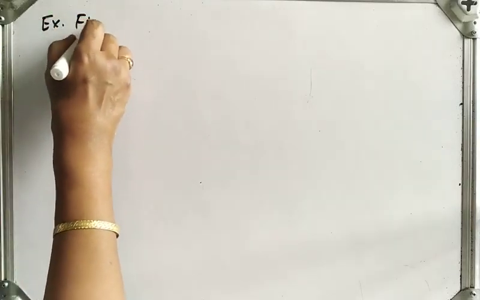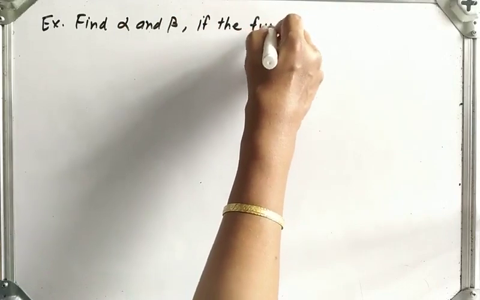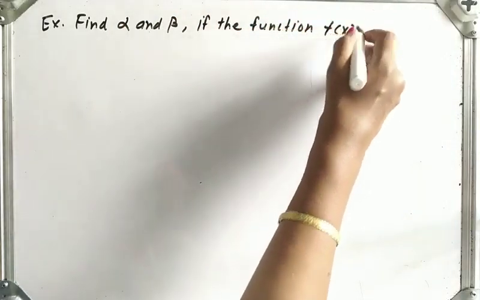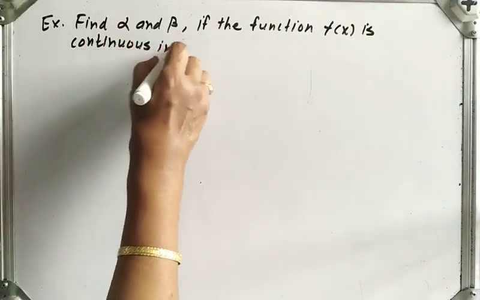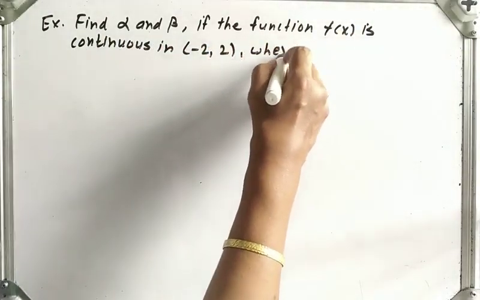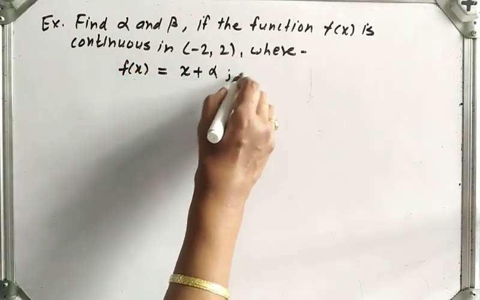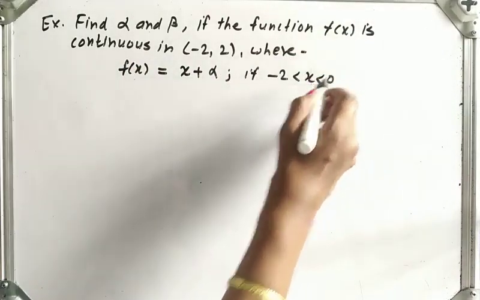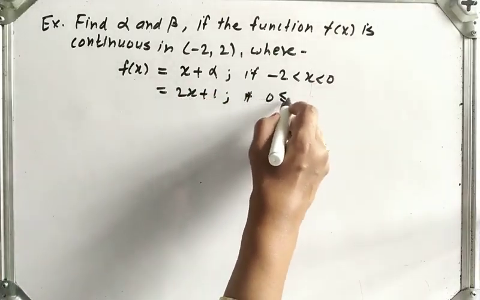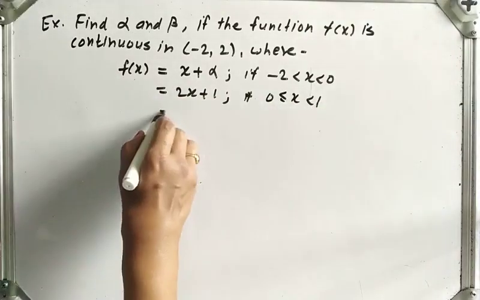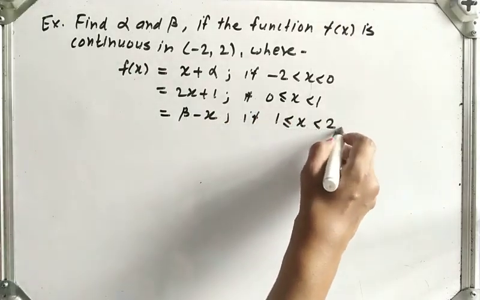Example: find alpha and beta if the function f(x) is continuous in -2 to 2, where f(x) is equal to x plus alpha if -2 < x < 0, it is 2x plus 1 if 0 ≤ x < 1, and it is beta minus x if 1 ≤ x < 2.